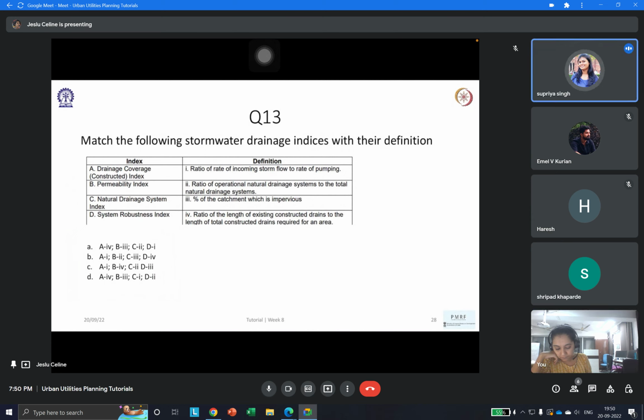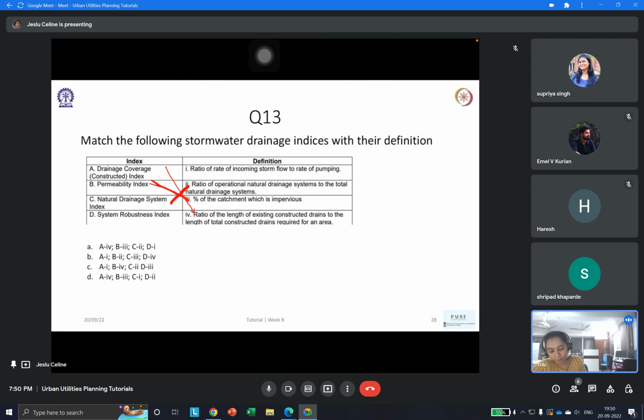Drainage coverage index. It is 4, A is 4. Okay. B is ratio of the length of existing constructed drains to the length of total constructed drains. Correct. B is 3. C is percentage of catchment impervious. Permeability index talks about the permeability. C is 2. Natural drainage, it is there in the answer. It's a ratio of operational natural drainage systems to the total natural drainage system. Correct.